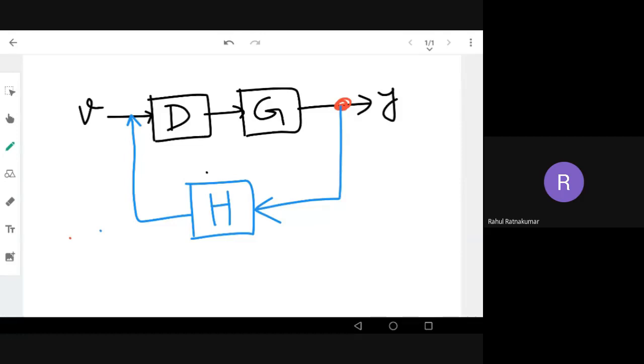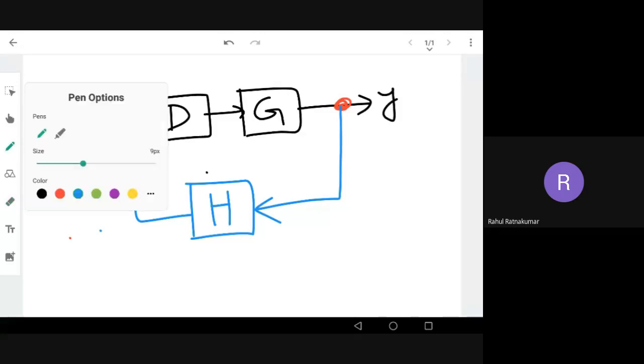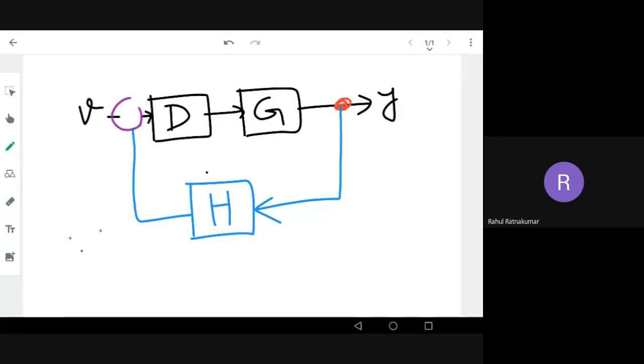Right now we have the option whether we add to the input V or subtract from it. So I have another block here which can add or subtract. That means this can be plus, and this can also be plus. That means the feedback I'm adding to the input. This is one option. Another option, usually in the example we have discussed, is we are subtracting the feedback.